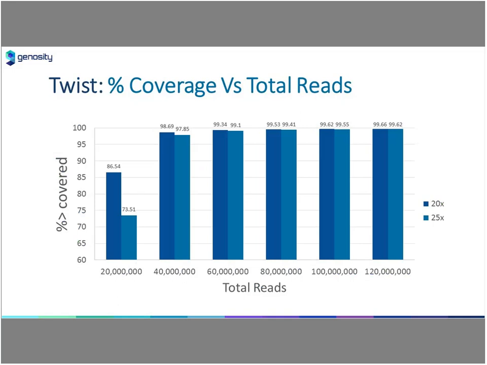And so here's an experiment taking that really deep sample and downsampling from 120 million reads down to 20 million reads, and looking at the percent of the exome that's covered. And so what you can see is at both 20x and 25x, as low as 60 million reads, somewhere around that 60 million read part, we're still above 99% covered. And then we can begin to see the coverage drop pretty significantly around 20 million reads, which is quite small for an exome.